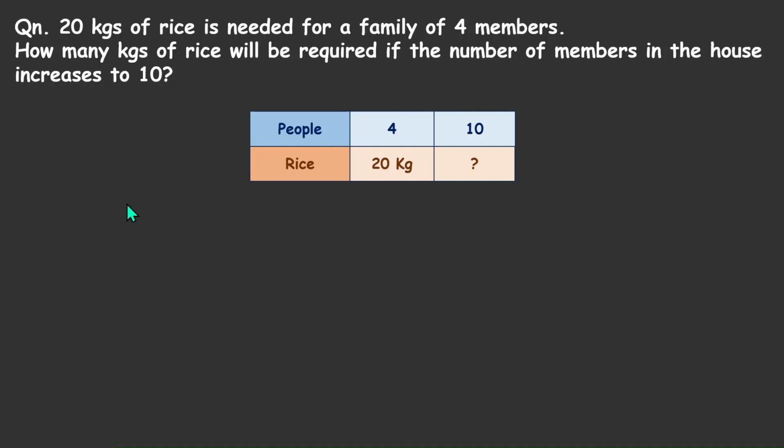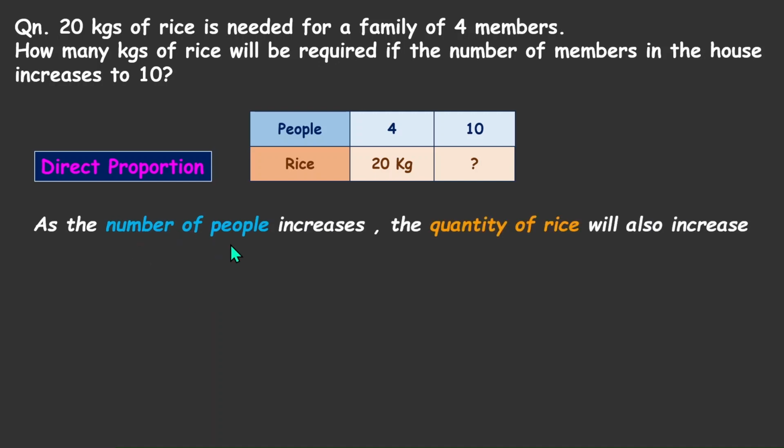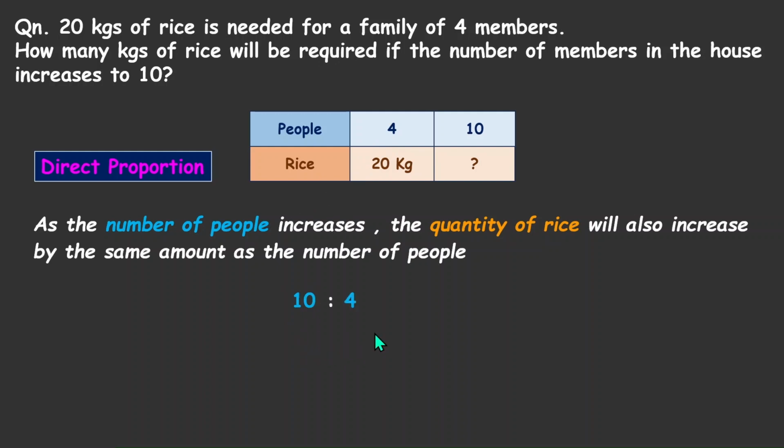The minute we assess that this is a direct proportion, we can also say that the amount the people are increasing from 4 to 10 is the same amount the rice would be increasing from 20 kg to the new amount. As the number of people increases, the quantity of rice will also increase by the same amount. The amount that the people are increasing would be 10 divided by 4, or in proportion terms, we can write it as 10:4. And this should be equal to, if we consider the new amount as x, x divided by 20.